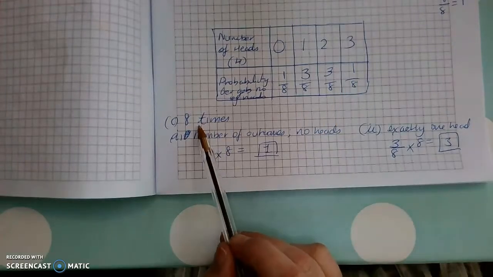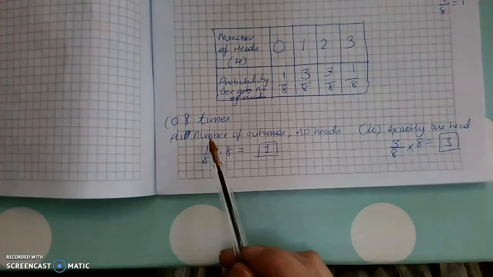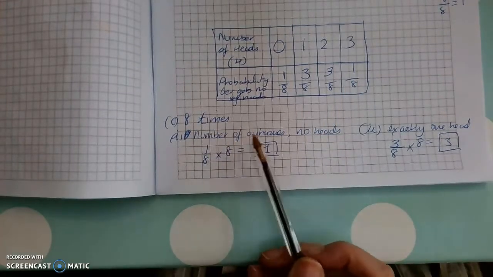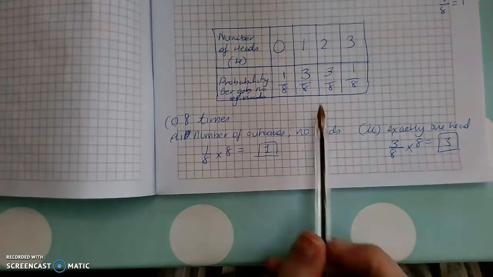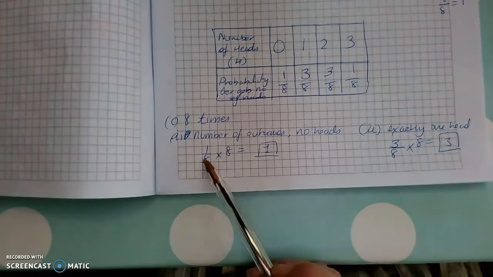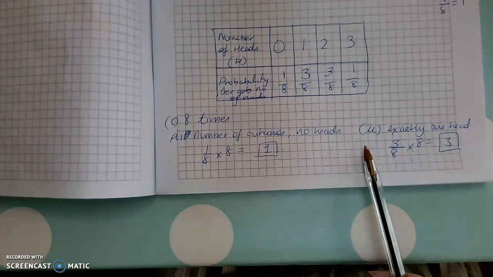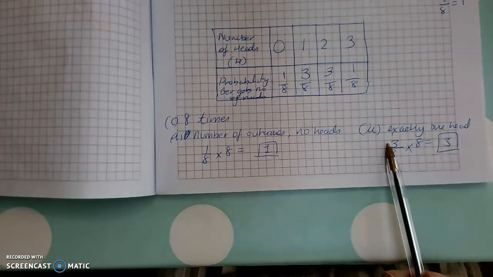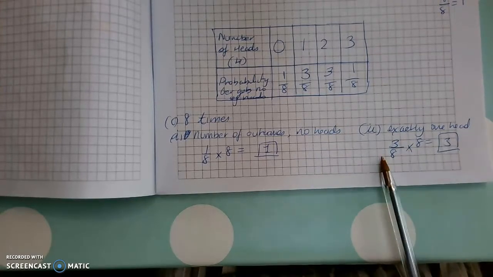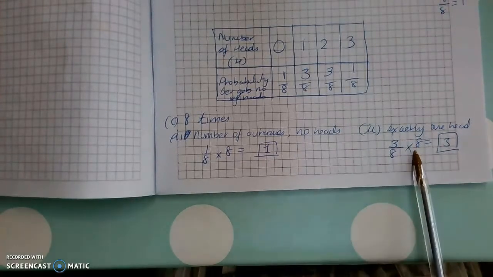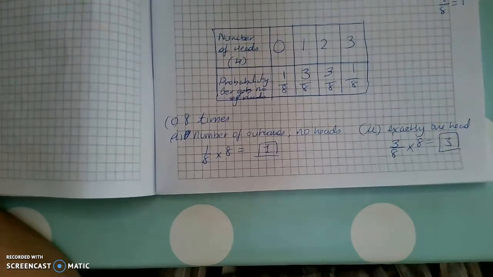Okay, so if she does it 8 times, it's basically saying how many of those 8 times would you expect to get no heads? Well, no heads is 1/8, so 1/8 of 8 is 1. And how many of those would you expect where you'd get exactly 1 head? So that would be 3/8, and 3/8 of 8 is equal to 3.